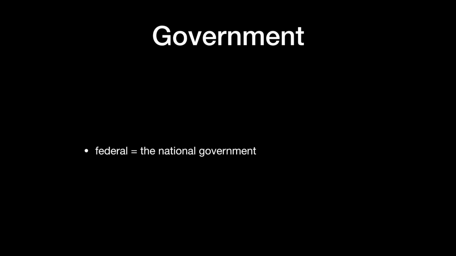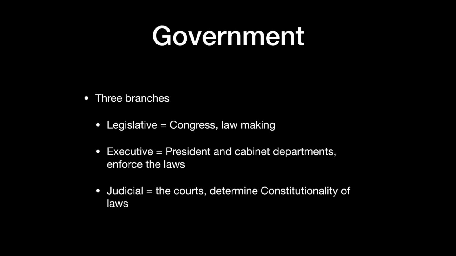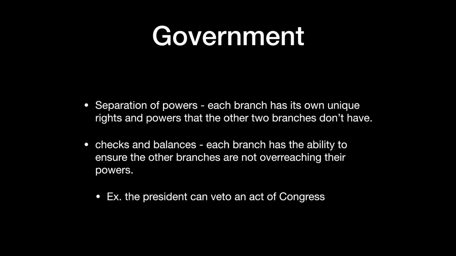To understand the reasons why the Civil War broke out, you need a basic understanding of the government and the political differences that arose between the regions of the country. The federal or national government consists of 3 branches. Each one of these branches has its own specific powers that the other 2 branches do not have. This is known as separation of powers. Part of the powers of each branch includes the ability to ensure that the other branches do not extend their powers beyond what is permitted in the Constitution. This is known as checks and balances.